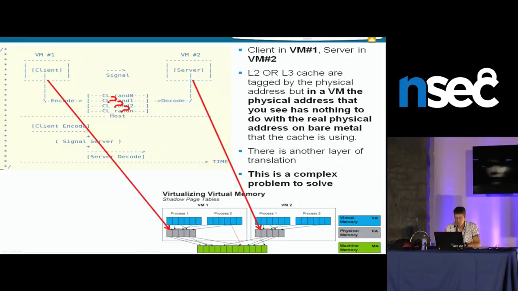So this is a complex problem to solve, to try to decipher the page table from a VM. I don't think it's impossible. I've got a couple of implementations that almost got it, but that's not the talk today because, with KSM, we don't even have to worry about this problem. That's the beauty of it.